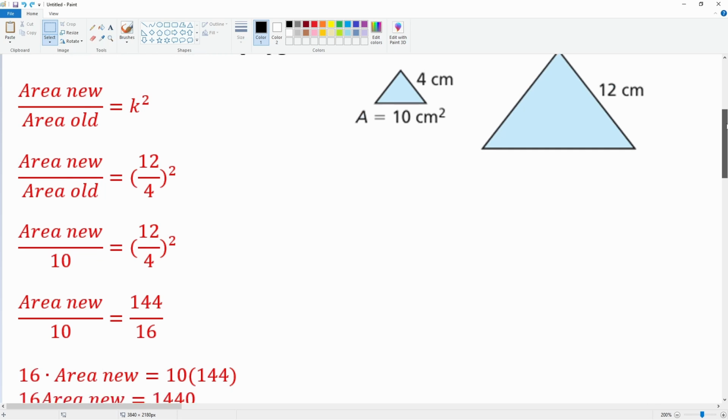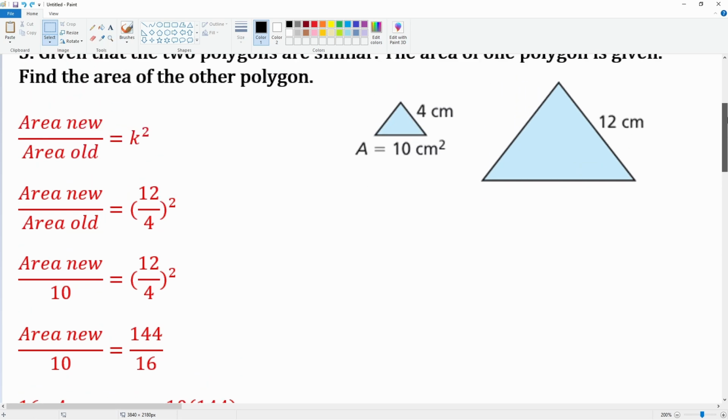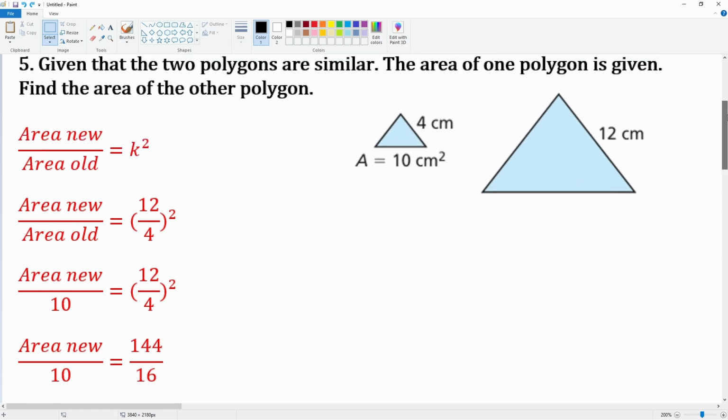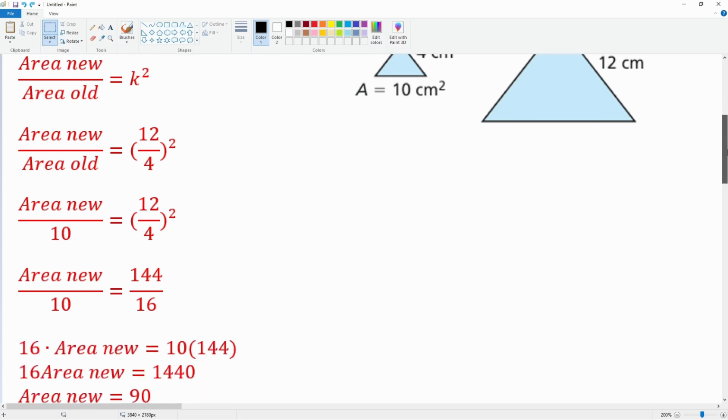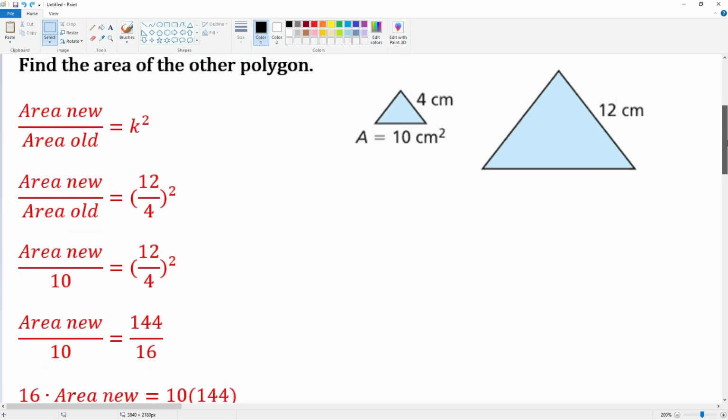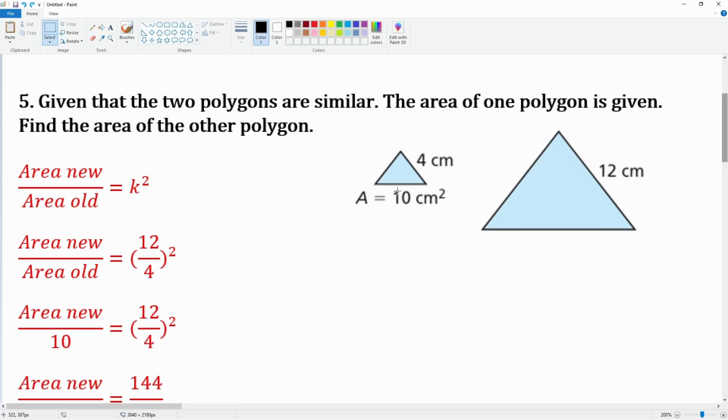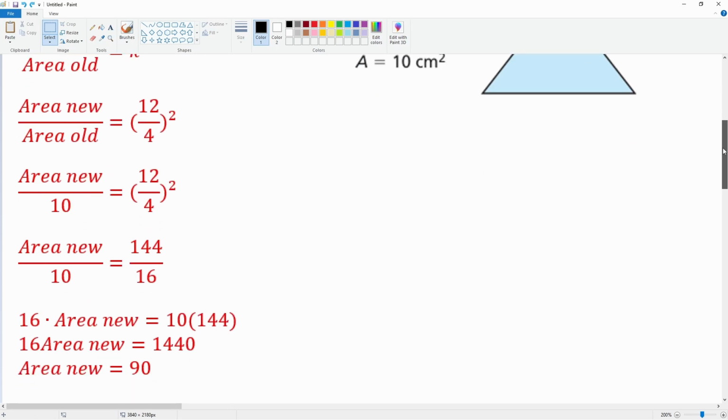So notice that it does not just deal with the scale factor, because I think the scale factor was 3 here, right? 4 to 12 is 3. It is not up by 3. Okay, the scale factor is basically squared. So 3 squared is 9. 10 times 9 is 90. That's another way you can think about it.